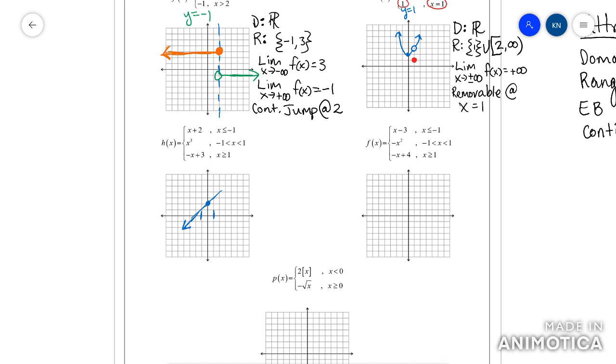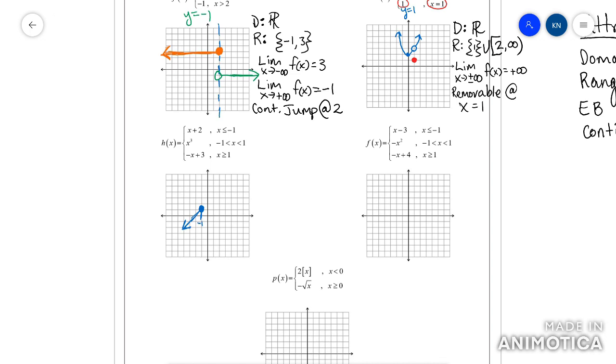But they say you have to cut it at -1. So I'm going to restrict its domain to just be at -1 and everything to the left. And it's going to be a closed circle there because this is an or equal to sign. So you go and you put a closed circle there at an x value of -1.